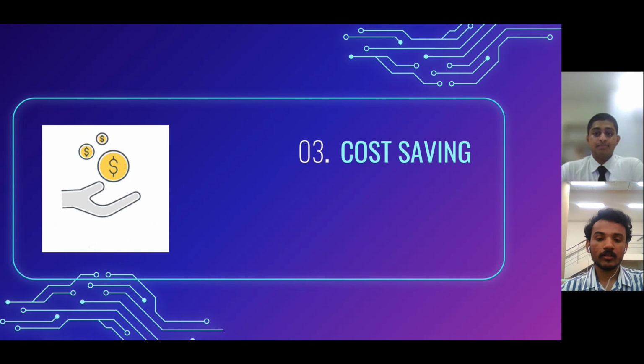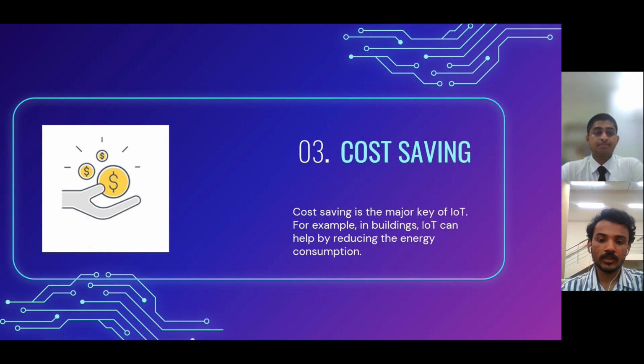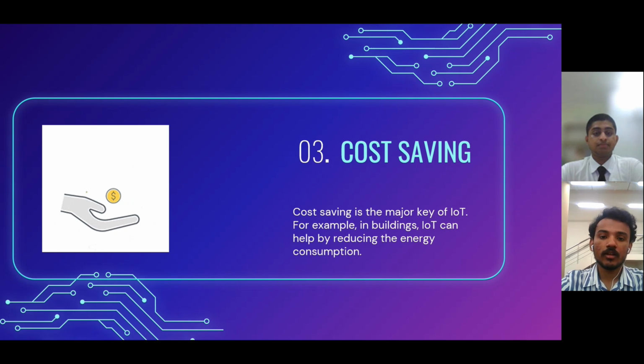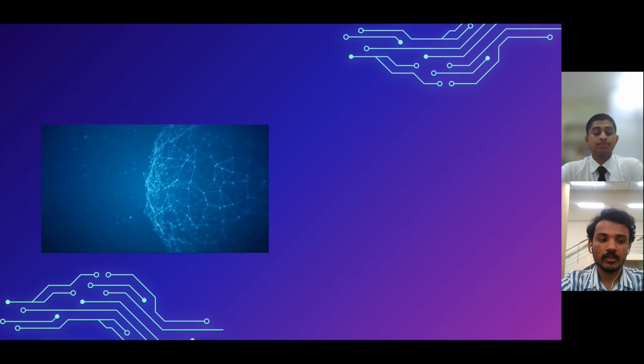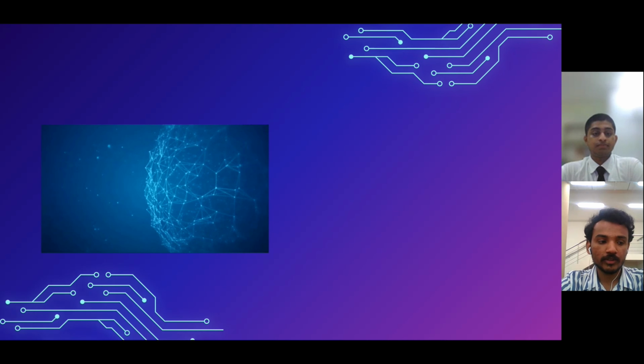Thirdly, it is cost saving. Cost saving is a major key of IoT. For example, in buildings, IoT can help by reducing the energy consumption. Not only that, IoT reduces cost by prioritizing and reducing the impact of productivity congestion by offering process optimization and analysis as well as conditional analysis to make sure human and machine work in perfect harmony.